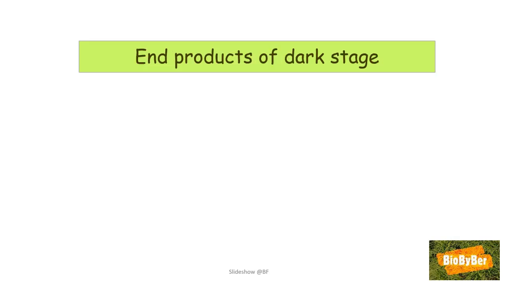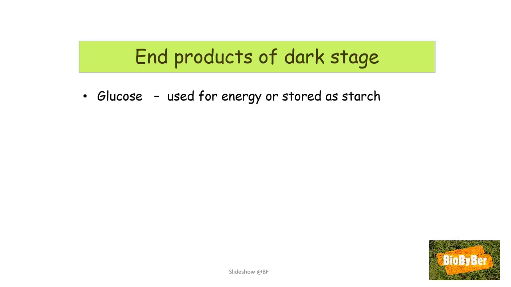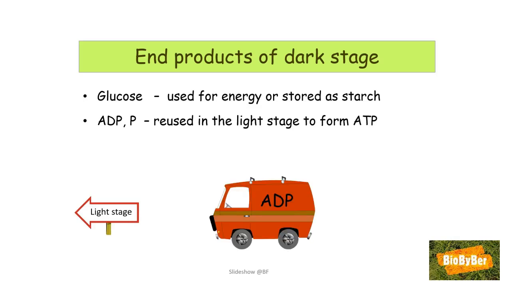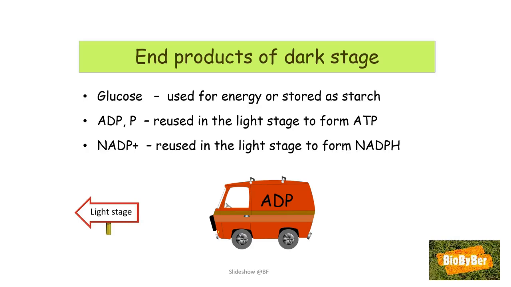The end products of the dark stage. Well, glucose is made, which is used for energy, or it is stored as starch in the plant. Don't forget from the food chapter, starch is the storage polysaccharide found in plants. ADP is reused in the light stage to form ATP. Remember, ADP is an empty van. It is a low energy molecule.